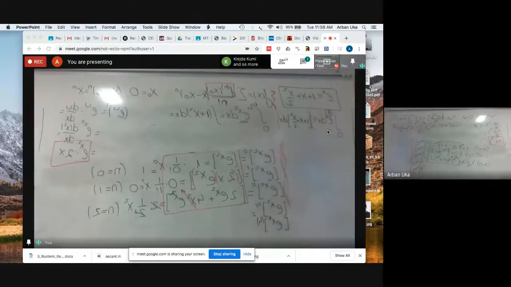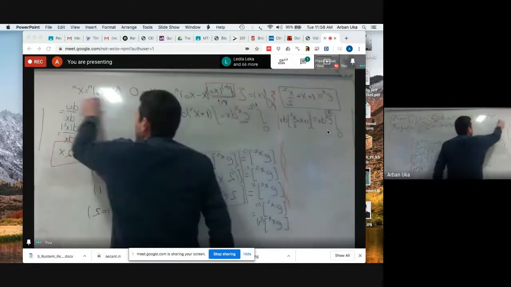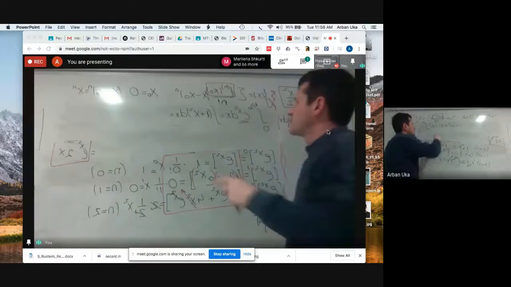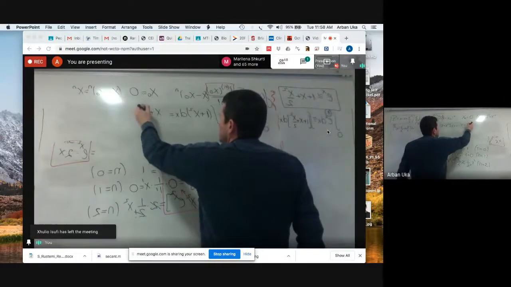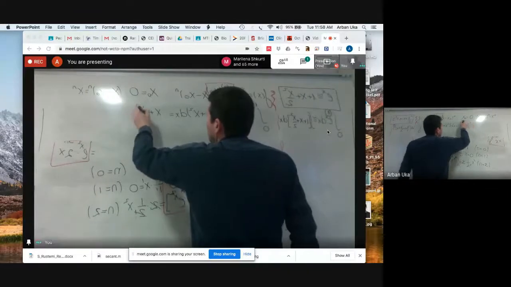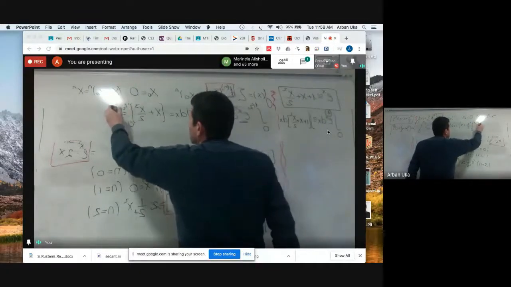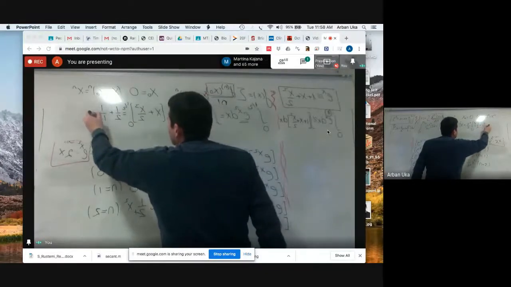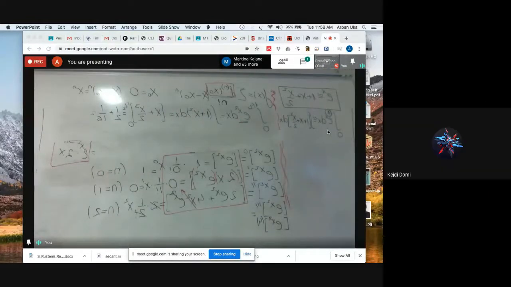Now, if we integrate this one, the integral of dx is equal to x plus x to the power 3 over 2, from 0 to 1 over 2. This is equal to 1 over 2 plus 1 over 16. Okay, so this is the integral.